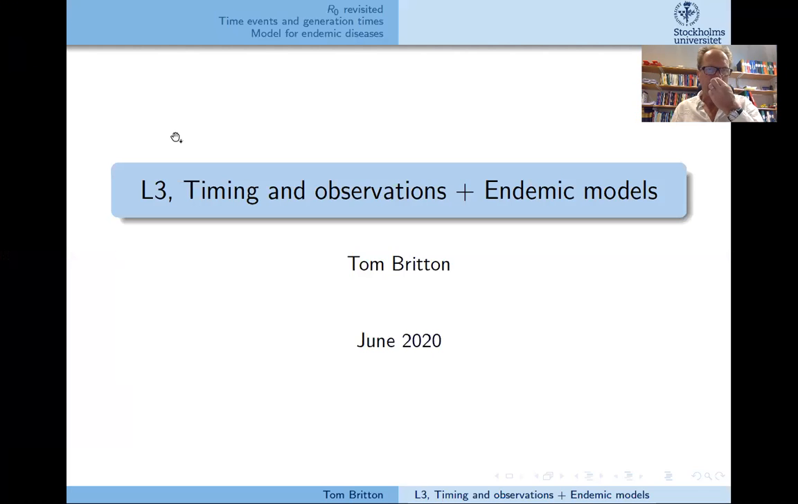Here we go. So today I will talk about the timing of events and what is observed and what is not observed typically. And then I will talk about something a little bit different. It's sort of a follow-up from my earlier talk, and this time it concerns endemic models or endemic situations, infectious diseases that are present in the community for a long period of time. Then you have to think a little bit differently, and it's much harder, so the results will be more on the heuristic level.